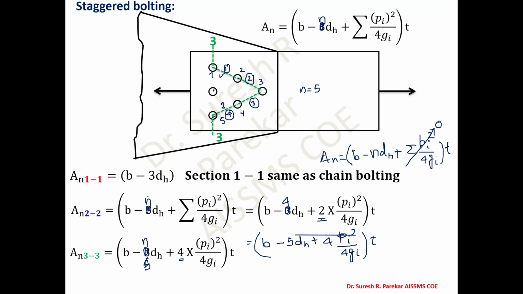And n is the number of bolts along that section, whichever section you consider. Here the summation gives you how many staggered pitches you are going to get. In section 2, we are going to get 2 staggered pitches. In this, we are going to get 4 staggered pitches.